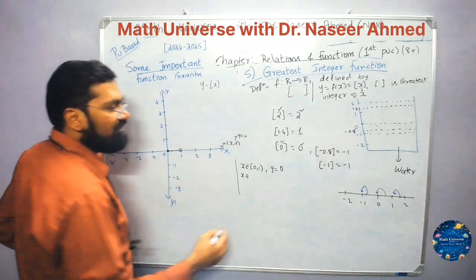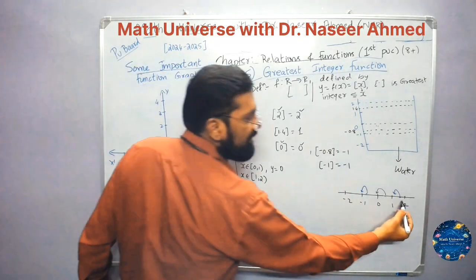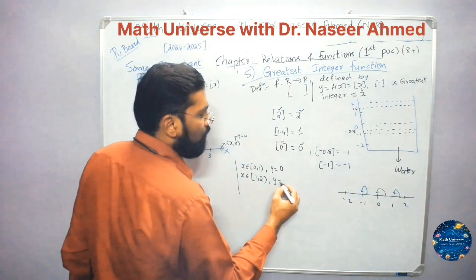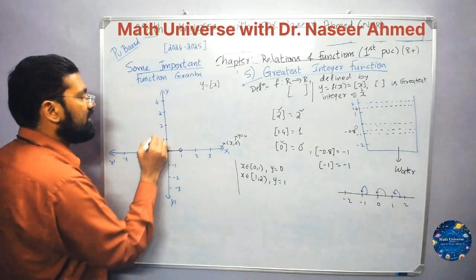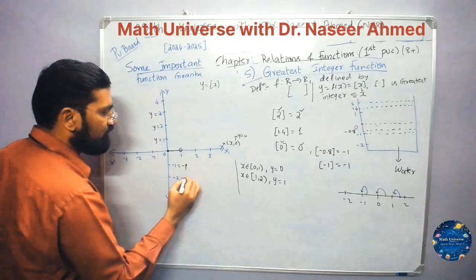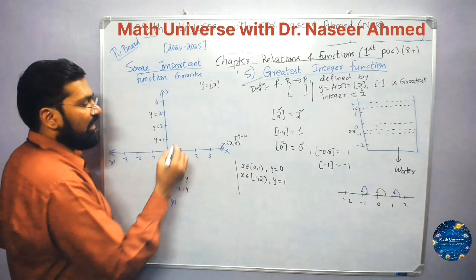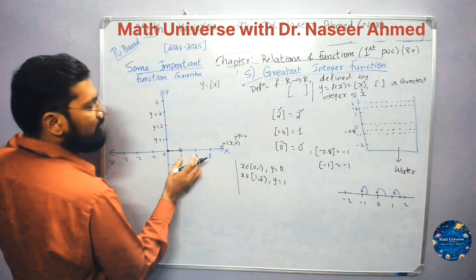Piecewise it is. When x is belonging to 1 comma 2, so 1 comma 2 is here. My greatest integer is what? 1 only. So y value will be 1. So y is equal to, don't forget, these are all your y values. So y equal to 1 here, y equal to 2, y equal to 3, y equal to minus 1, y equal to minus 2, y equal to minus 3. So 1 to 2, what's the value? y equal to 1. So between 1 to 2, y is 1.